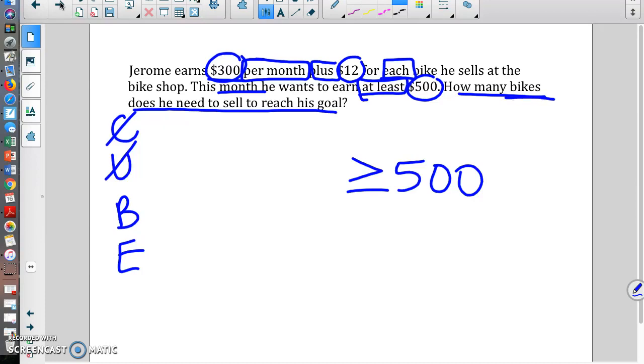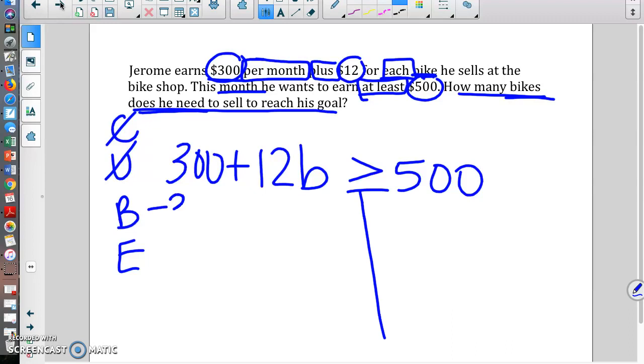So the question is how many bikes does he need to sell? That's your variable. So the $12 for each bike plus the $300 he already makes for that month. Okay, pause the video and work out the equation.